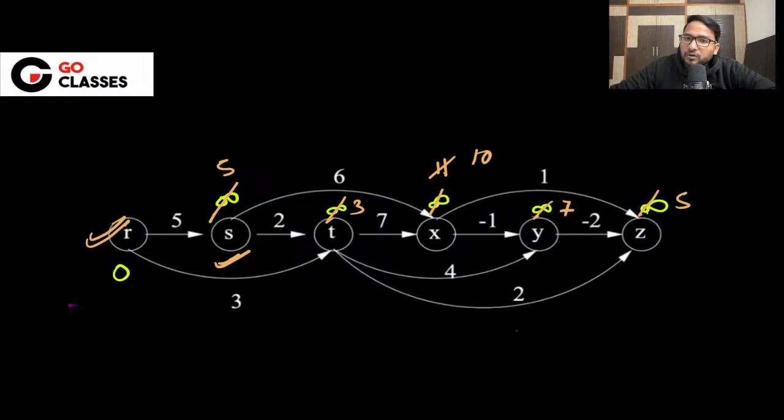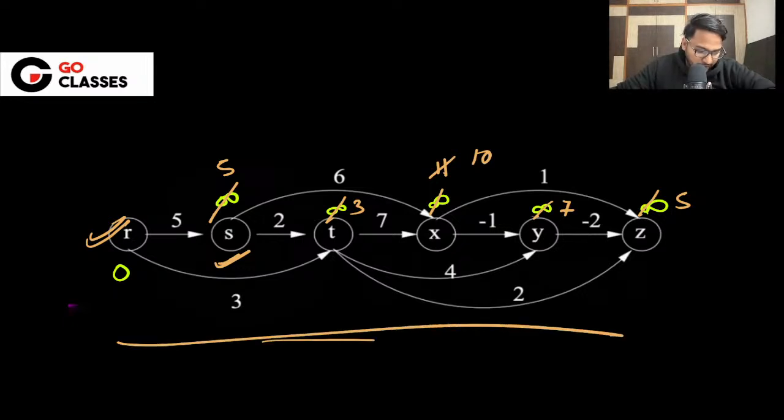Okay, so this is 10 minus 1, 9. Okay, you don't need to update. Okay, this is now 7 minus 2. This is 5. It is already 5, so you don't need to update. So these are the shortest paths we have, right? Understood? Now how much time will you take? How much time will you take here?